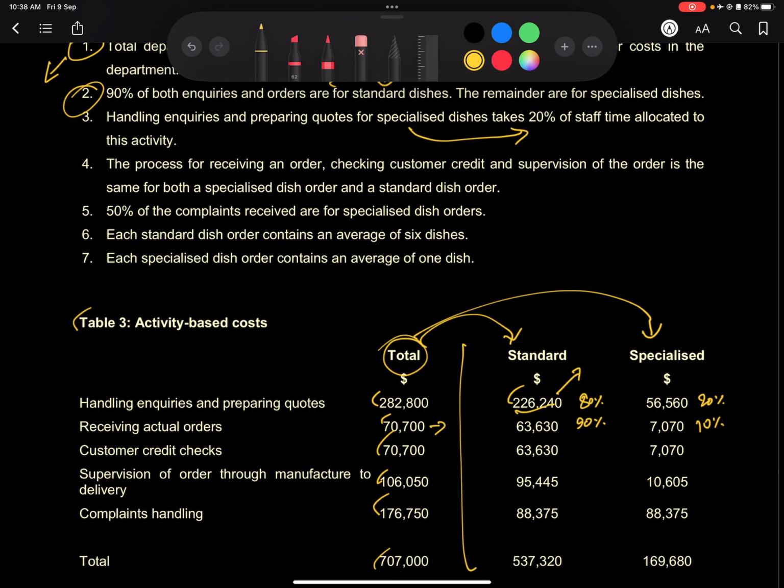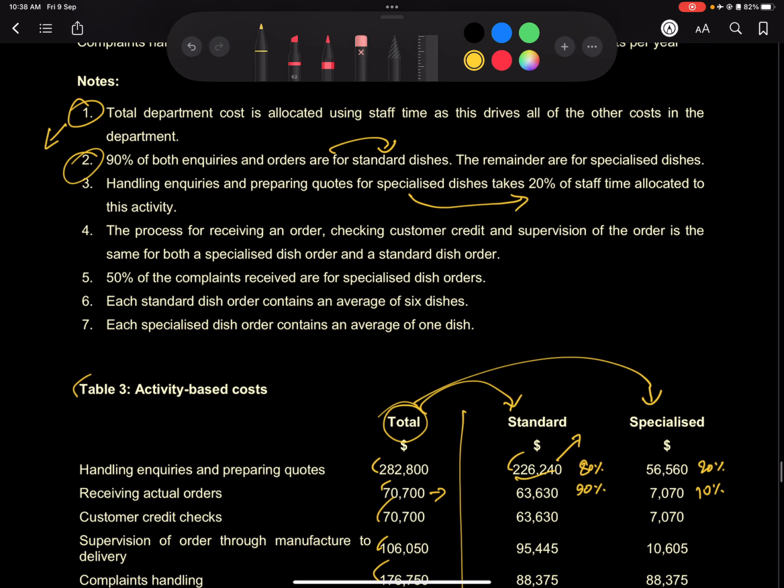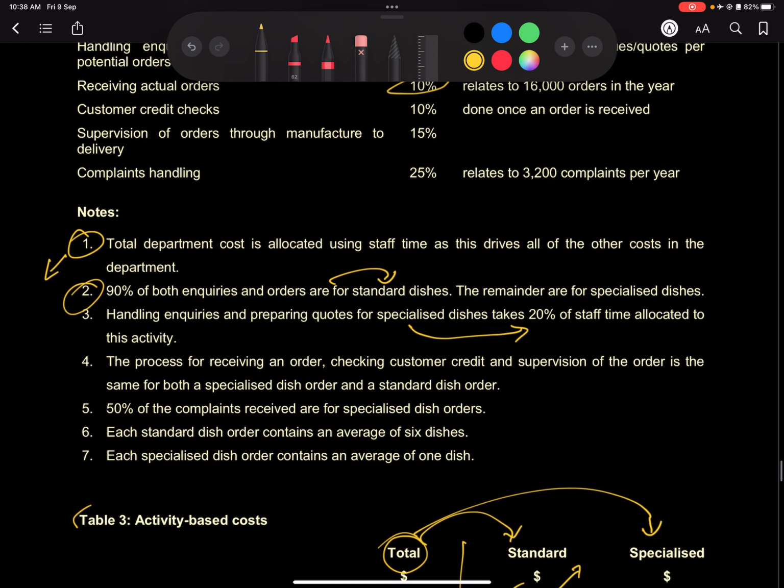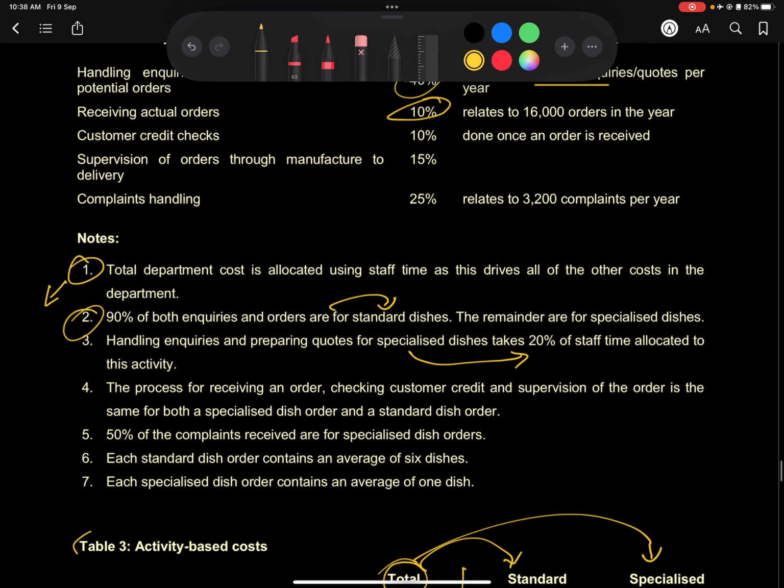Same thing, because remember what it says over here: the process for receiving an order, checking customer credits and supervision for the order is the same, right? If you are receiving an order, it's a very logical thing. I just want you to think very carefully regarding this. If you're receiving an order for, let's say, the standard dish, of course you are going to do a customer credit check for that particular product, right?